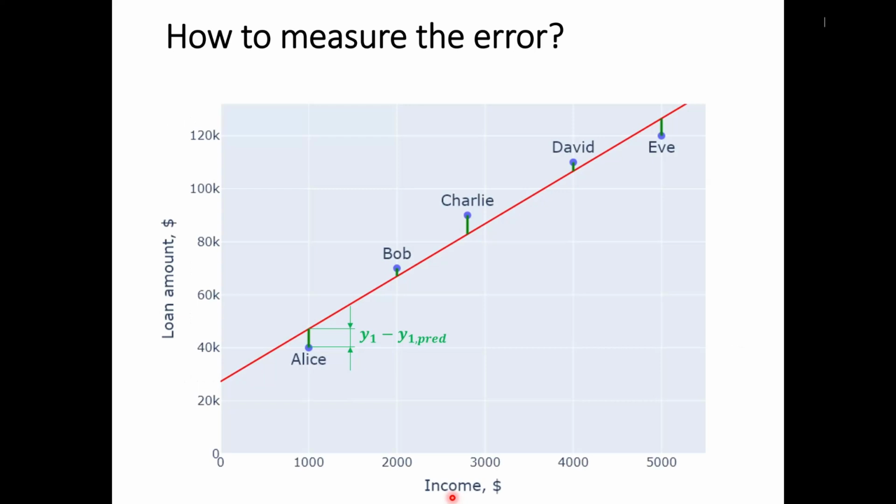Let's look at the graphical interpretation of error calculating. We have the example with one feature, income. Here is the residual, the difference between the true and predicted values. If we square such residuals for all the samples and find the mean value of such squares, it will be the MSE, mean squared error.